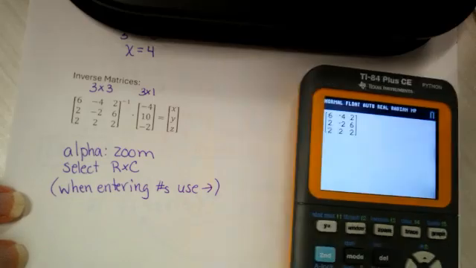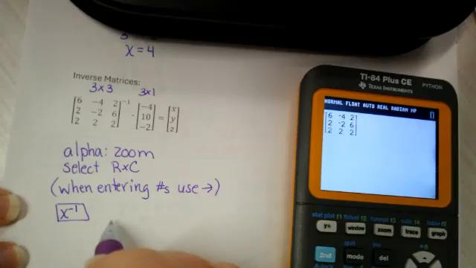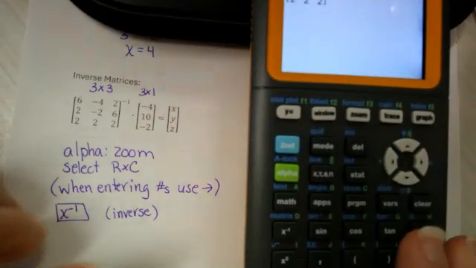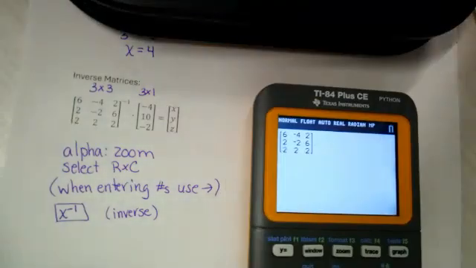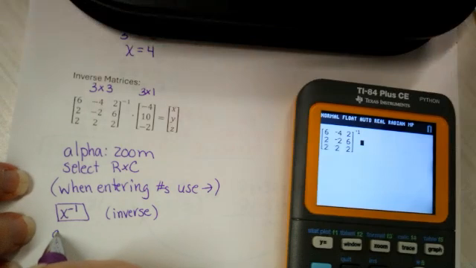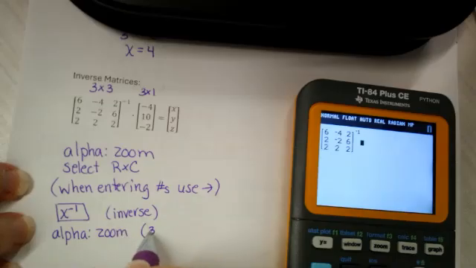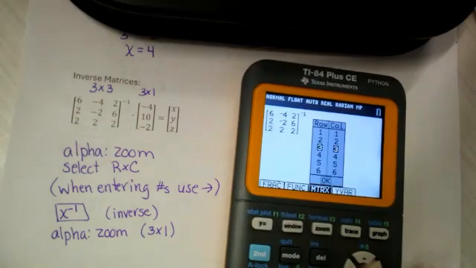So once you've entered all of that, now we're going to go find the inverse button. This inverse button on your calculator is just below the math button on the left-hand side. X to the -1 is the inverse button. So we're just going to do that. Now we're going to go back to alpha zoom, and we're going to get a 3x1 matrix because I need to enter this solution matrix. So alpha zoom, we just need to change the columns to a 1.